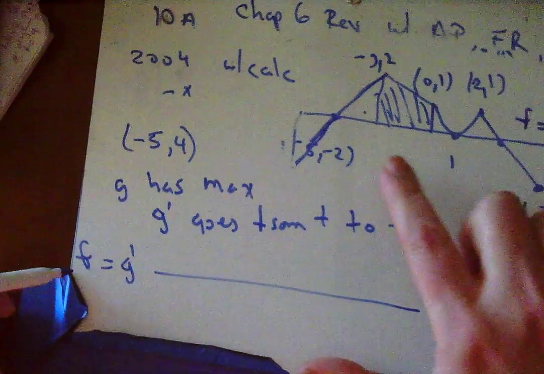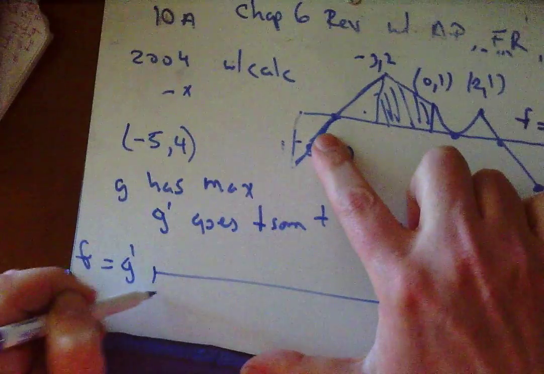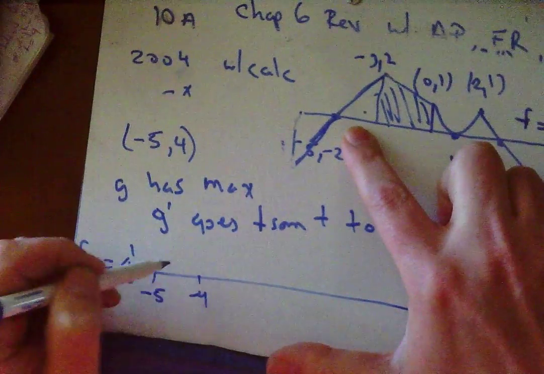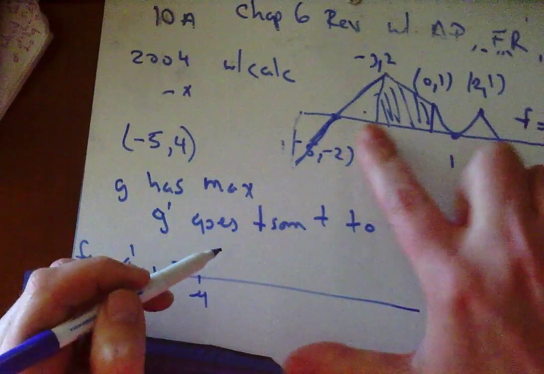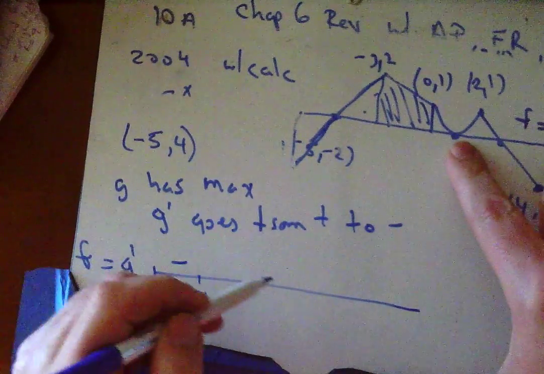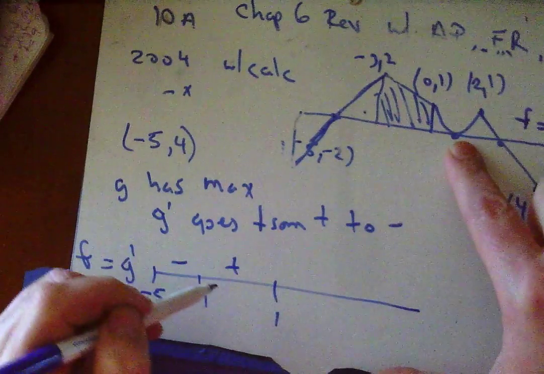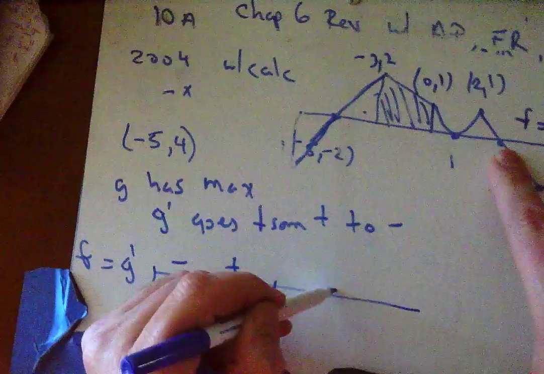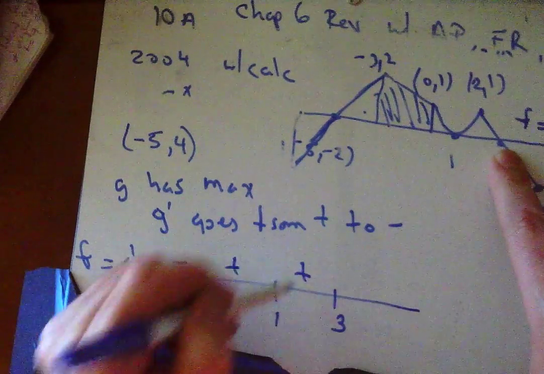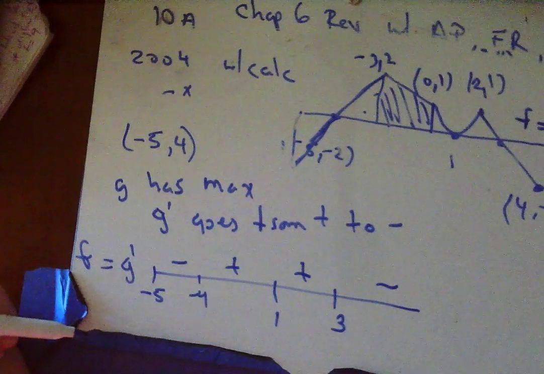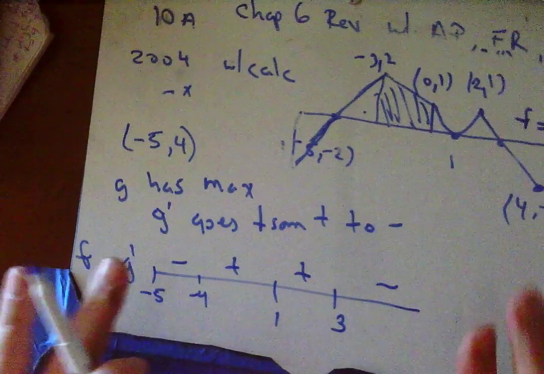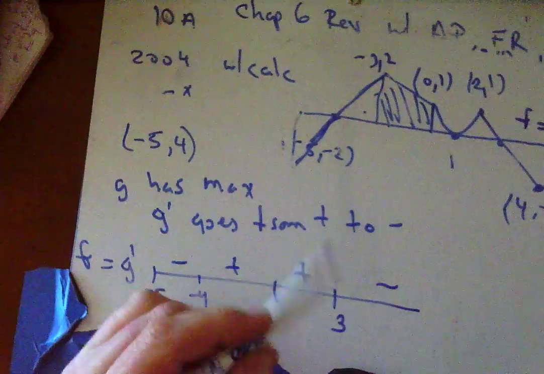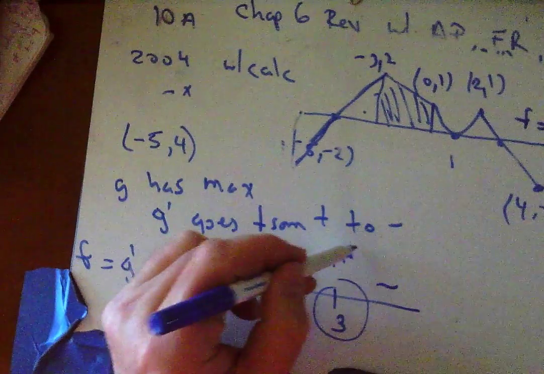Since G prime equals f, I see from -5 to -4, G prime is negative, and then from -4 until I get to 1, G prime is positive, until I get to 3, positive again, and then G prime is negative. So if I'm not looking at endpoints, there's a min. That's neither a min nor a max, but here's a max.